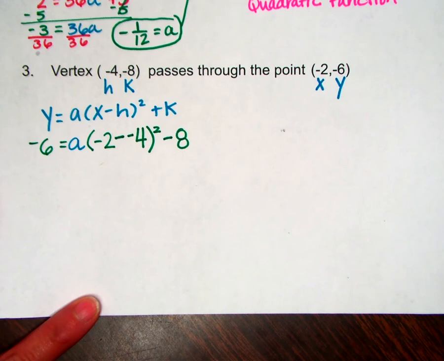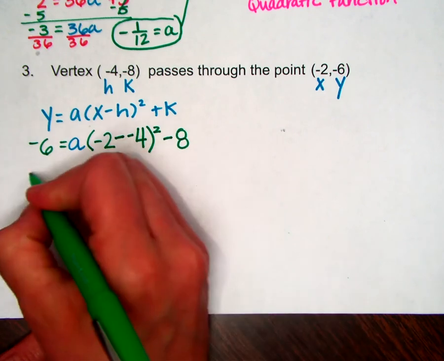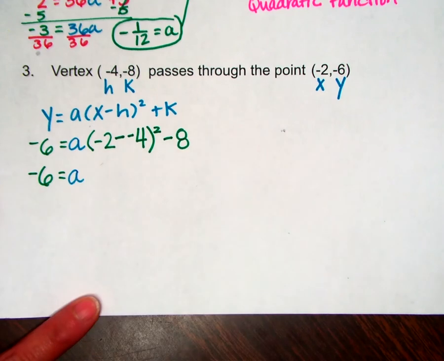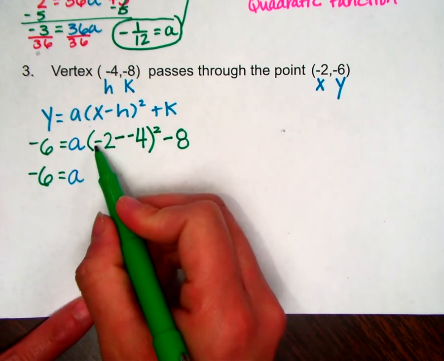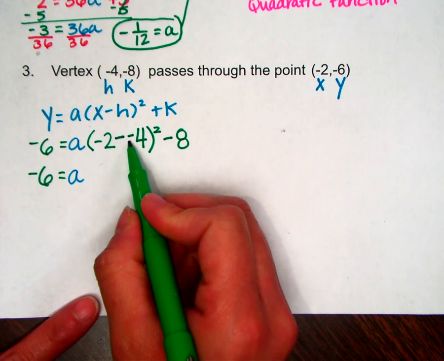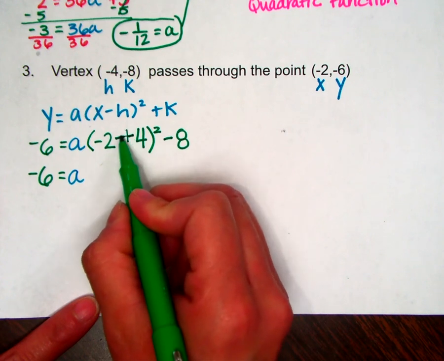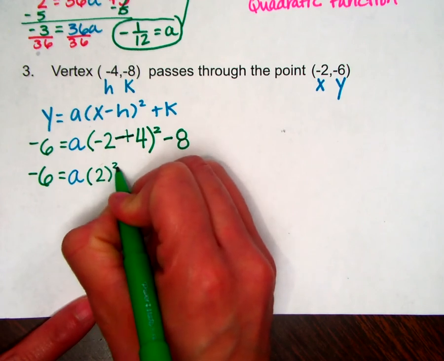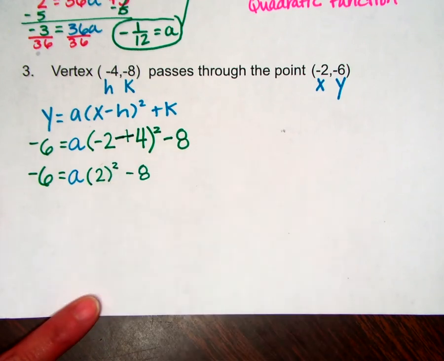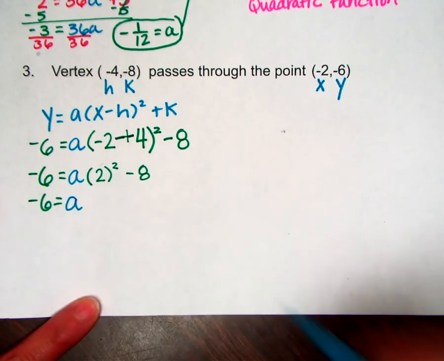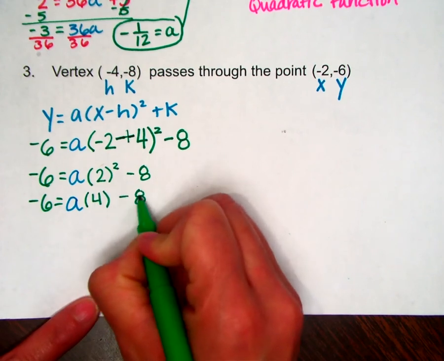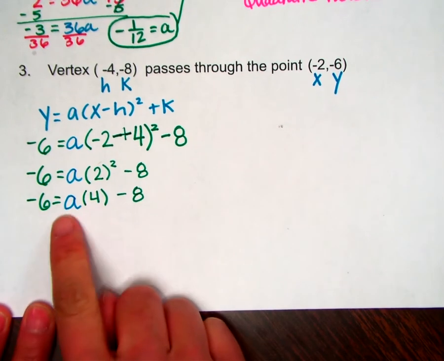Now you're going to simplify. So negative 6 equals, I still don't know what a is, so leave it as a. Inside the parentheses, if I'm simplifying negative 2 minus a negative 4, this minus a negative changes to a plus. So negative 2 plus 4 is positive 2 squared, minus 8 on the outside. So negative 6 equals a times 2 squared, which is 4, so I have multiplied by 4, minus 8. Yes, you can write 4a, it's the same thing.